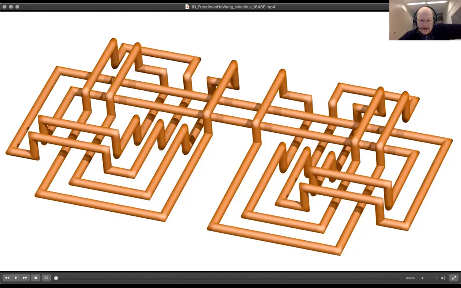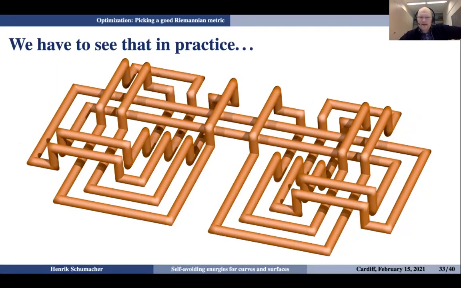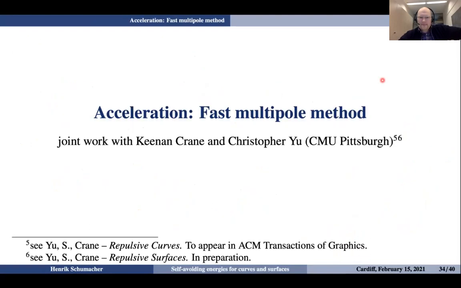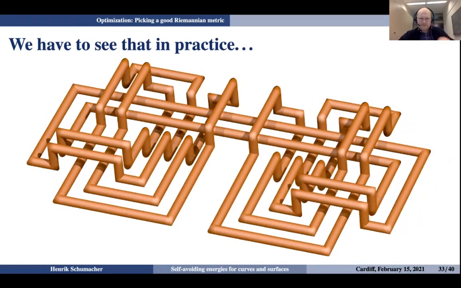Back to the slides. Okay, so this work is already, I don't know, 2 years old. So we managed to do that for curves. These curves had 1,600 vertices. So these double integrals were not that super expensive.